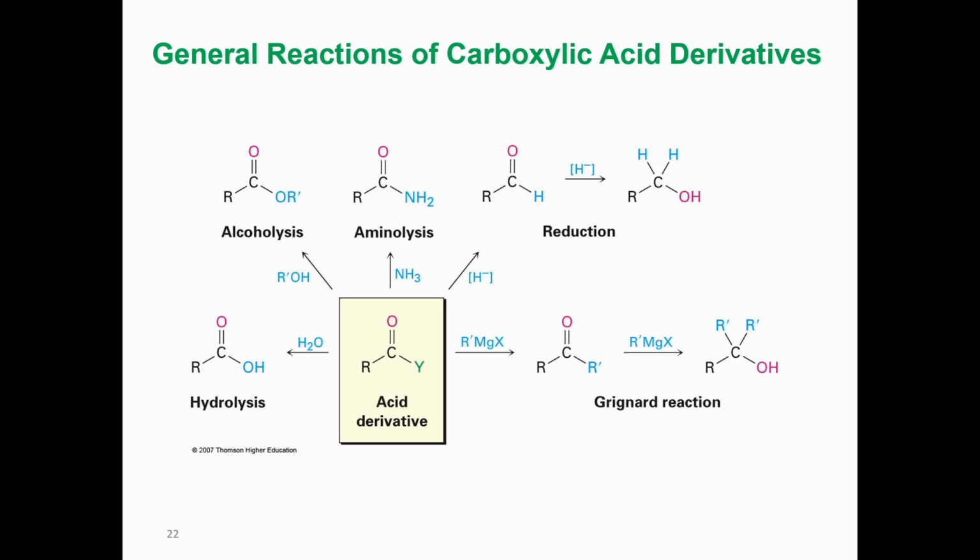When you do reduction, you're going to form aldehyde, which under further reduction forms alcohol. Remember, carboxylic acid under reduction forms an alcohol. So for this reduction to occur, it is 2 steps. The first one is going to form an aldehyde. Further reduction forms an alcohol.